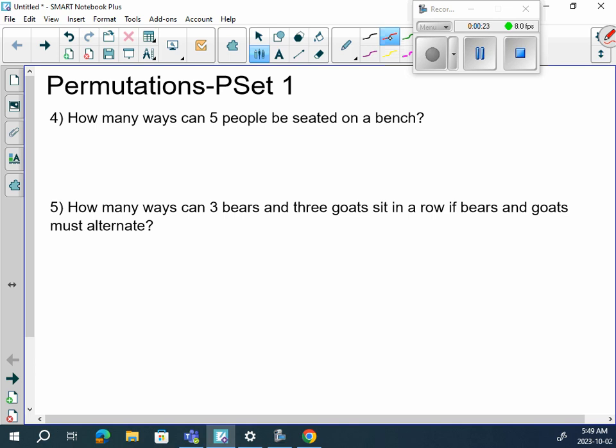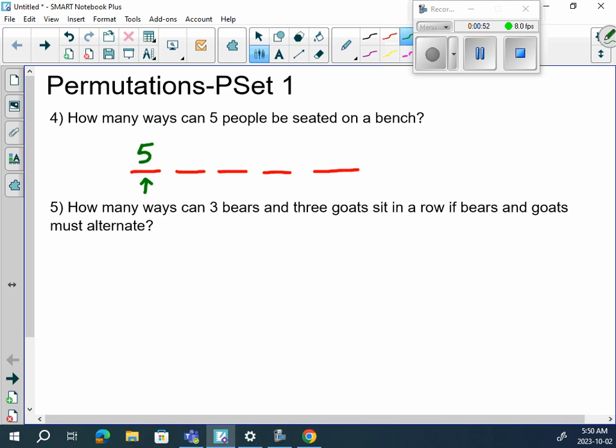So first question here, number 4, how many ways can 5 people be seated on a bench? You can sort of think of all these problems as there are positions available to someone or something, whatever it is we're working with. And then you just have to look at how many different possibilities there are for each position along, in this case, the bench. There are 5 people available, so 5 different people could be in seat number 1.